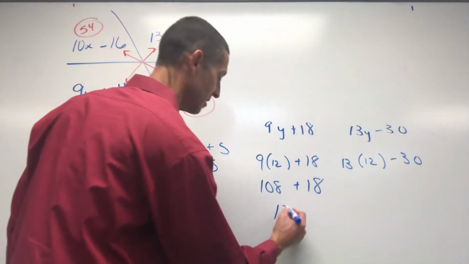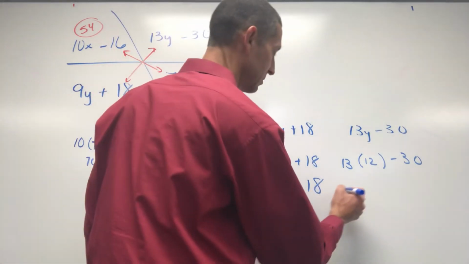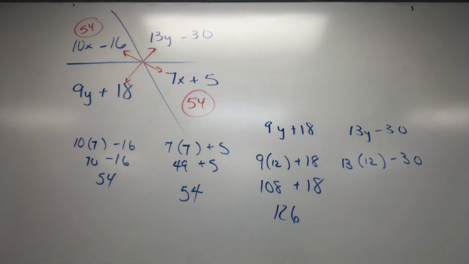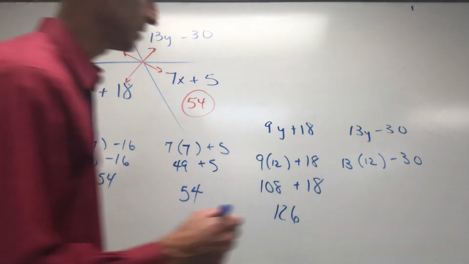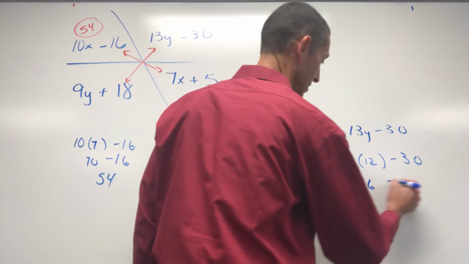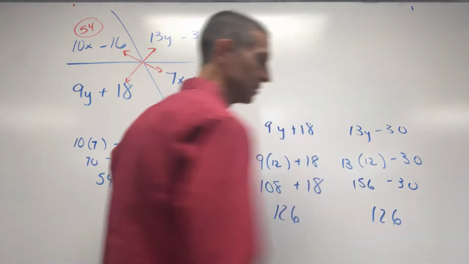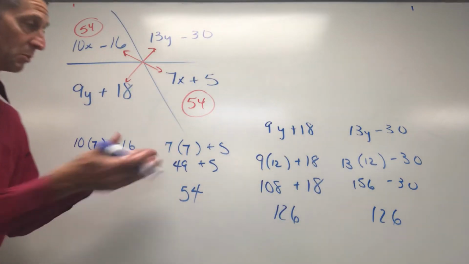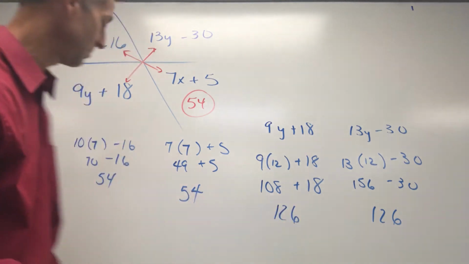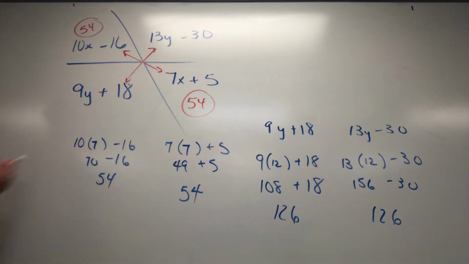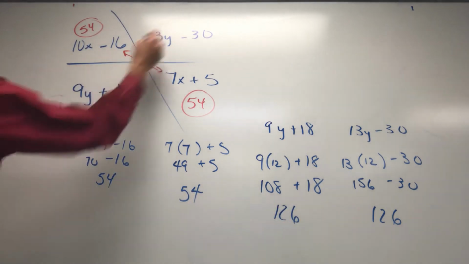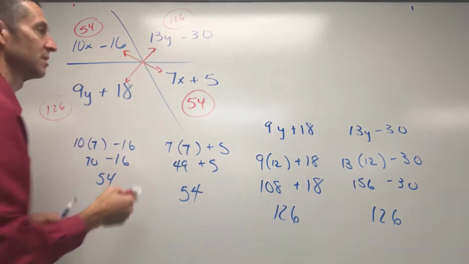126, 126. And what is this right here? 13 times 12, 156 minus 30, also 126. So we checked ourselves, we plugged them back in, same answer, same answer. This turns out to be 126. This turns out to be 126.